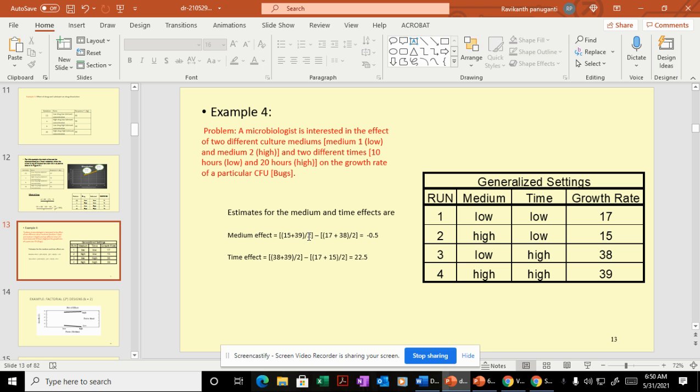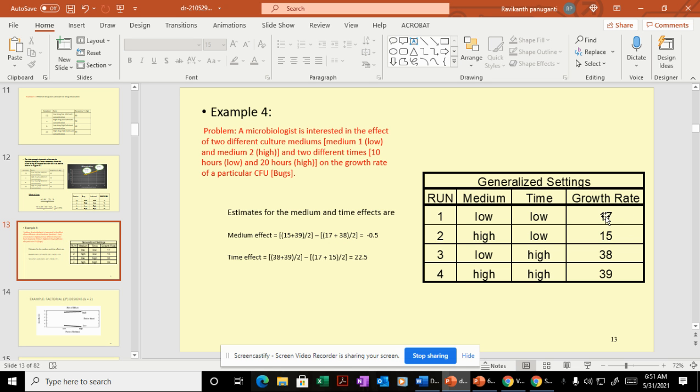If you substitute the values here, as I told you, we have to take the highest levels in the first portion. So 15 plus 39, because you wanted to see the medium effect. The highest medium is taken in run 2 and run 4, so obviously the corresponding responses need to be considered. So 15 plus 39 are the corresponding responses when the medium is taken at its highest concentration. And we are subtracting the time effect from this one. Time also shows an effect on the growth rate, so we are subtracting those factors here.